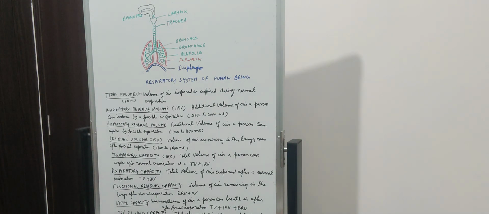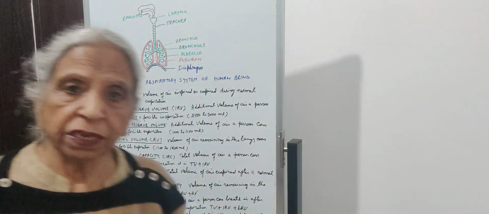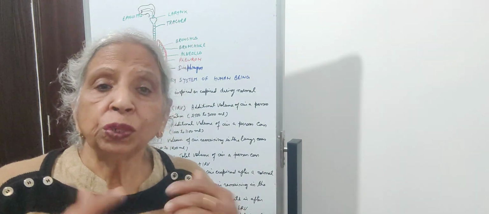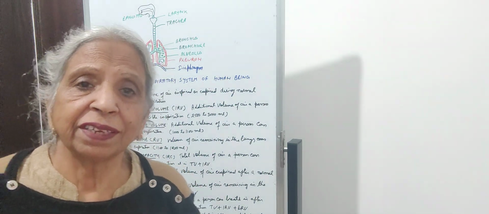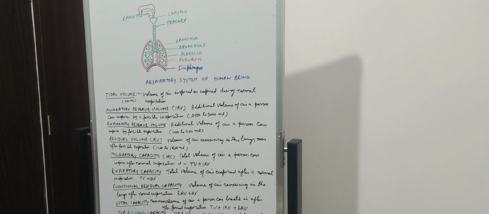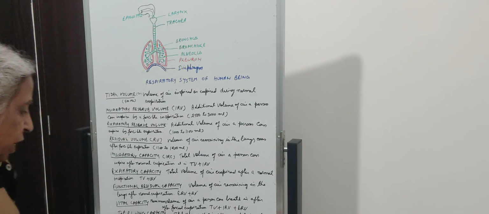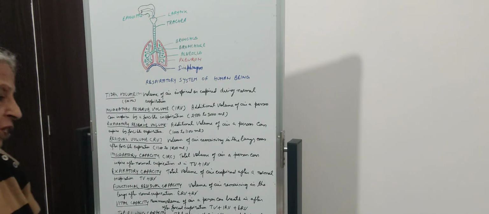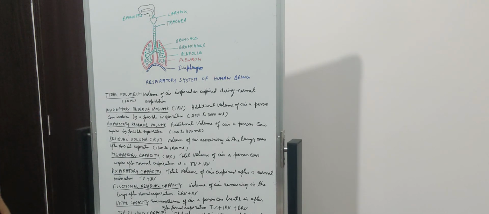Then the vital capacity: maximum volume of air a person can breathe in after forced expiration. जोर से सांस निकालने के बाद जो एयर हम अंदर ले सकते हैं, that is called the vital capacity. The maximum volume of air a person can breathe in after forced expiration, that is called the vital capacity.